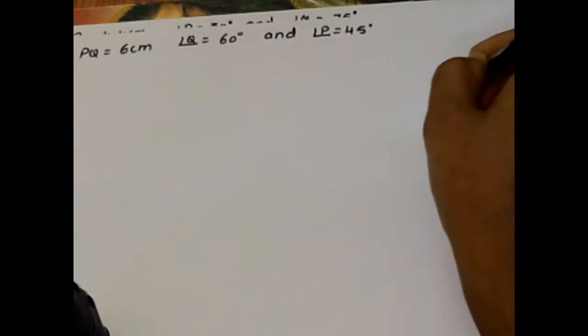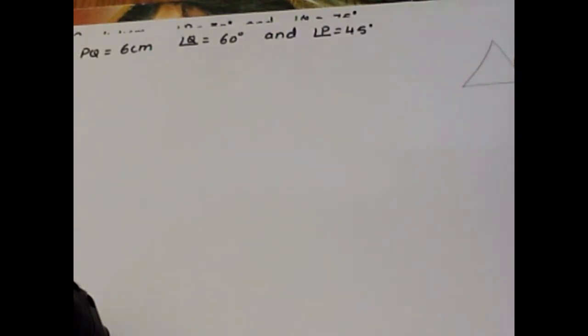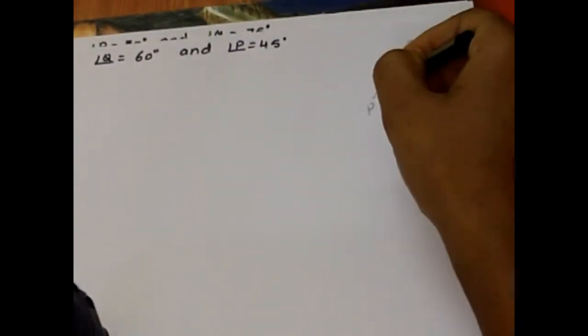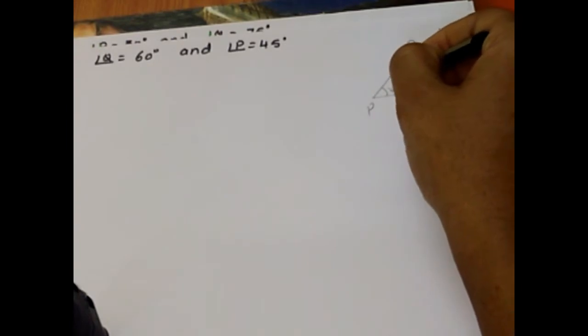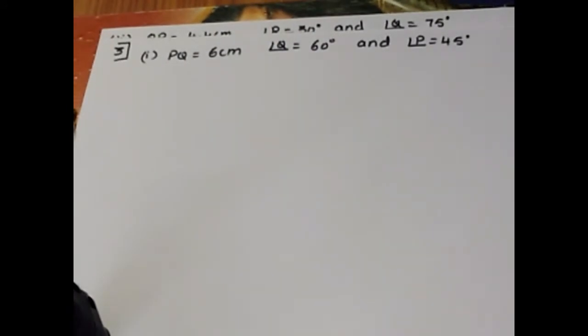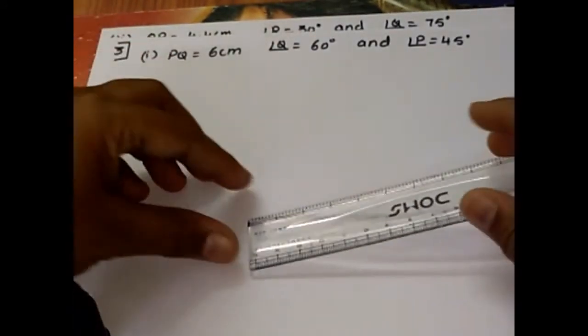Here also we have three steps. Look at the first problem: PQ is 6 cm, Q is 60 degree and P is 45 degree. So let us have a rough diagram first. I need to have a baseline PQ, no other option. So mark angle P equal to 45 degree and angle Q equal to 60 degree. So first draw a line PQ which is equal to 6 centimeter.